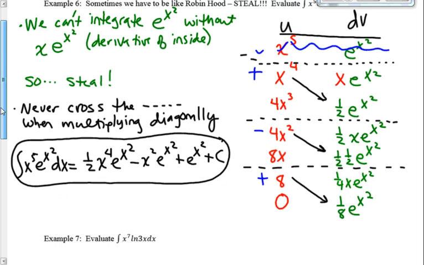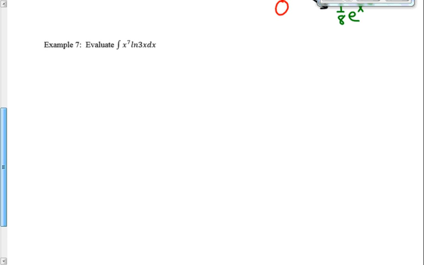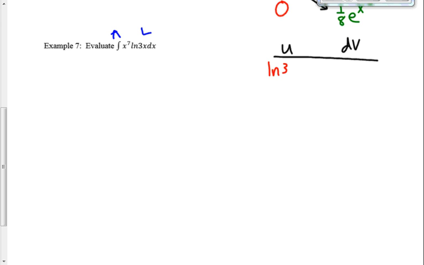Moving on to the last example. We have the same situation. We're going to be stealing again. So we need a u and a dv. And I need to select my u. What I have is an algebraic for the x to the seventh, and I have a natural log for my ln, and using ILATE, L comes first. So the natural log is actually my u. So my u is going to be ln of 3x. And that means that my dv is going to be x to the seventh.